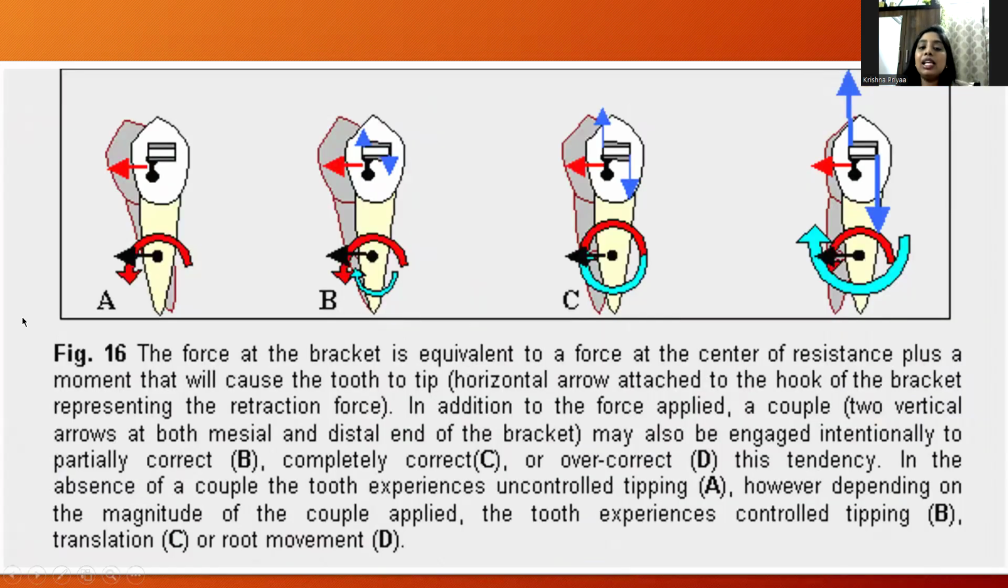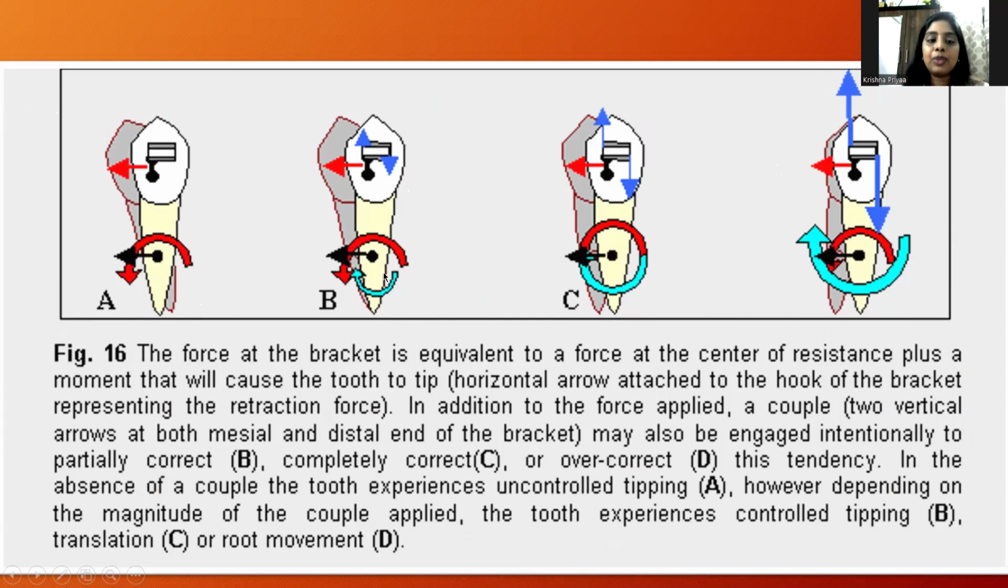Here is a very easy example. Four things are given here. This A is called uncontrolled tipping. This is the bracket, which is the same in all the given pictures. The point of force application is here, so the center of rotation is at this point. Whenever we apply a force, only the crown should move. But in uncontrolled tipping, the crown is moved this side, and the root is moved in the opposite direction. So this is a perfect example of uncontrolled tipping.